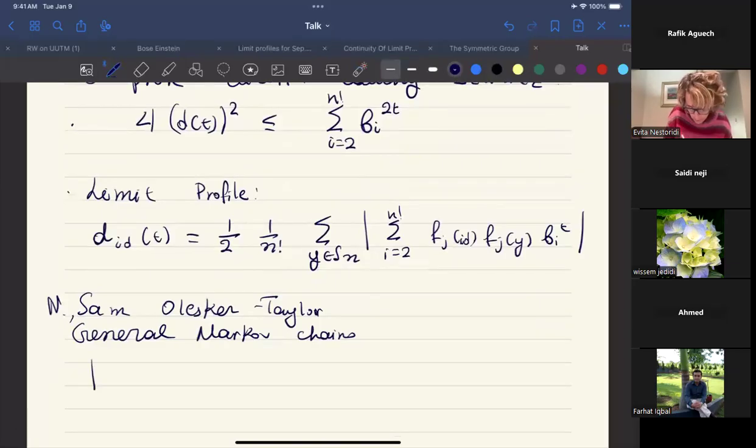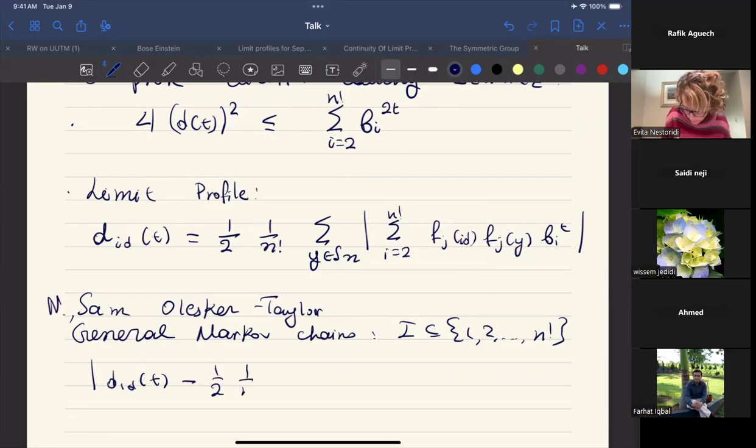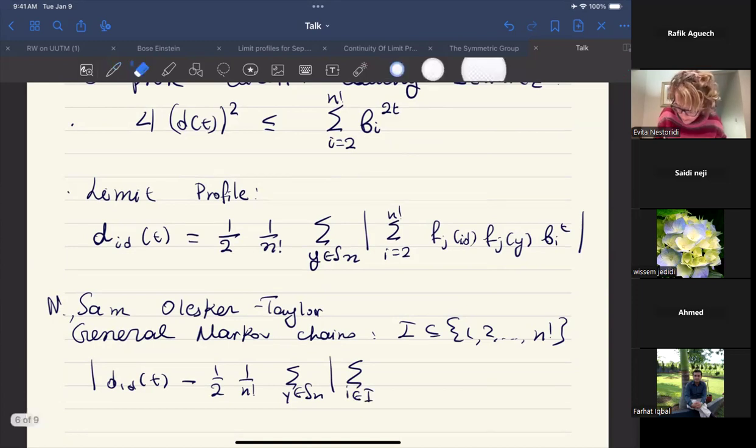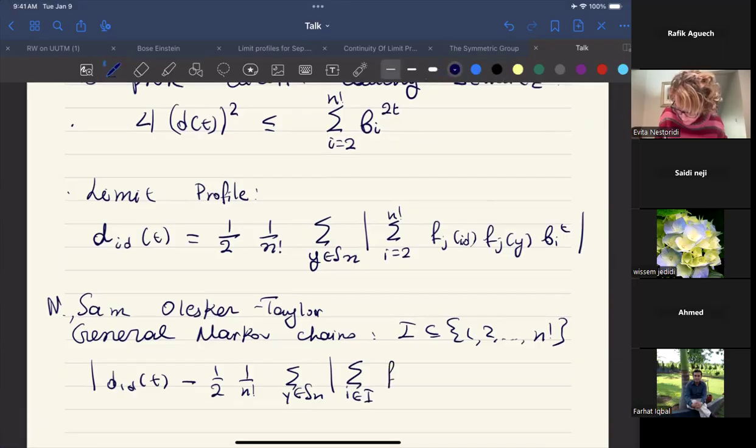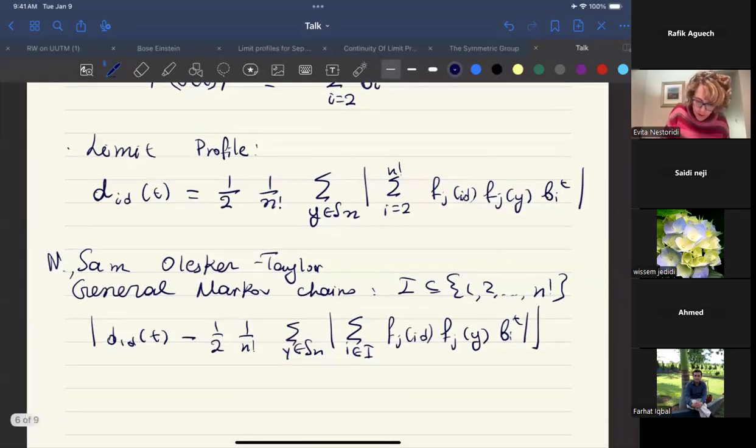Where we said that, look, if you care about the limit profile, what you can do is exactly what I said already, which is to consider only a subset of your eigenvalues, consider only those terms. So here, instead of summing over all, we will only consider these specific terms that we care for. I will write it for the symmetric group, but again, as I said, it's for general Markov chains. So we take the difference between the whole sum and just a few terms. We do the triangle inequality and get some error term of this form.